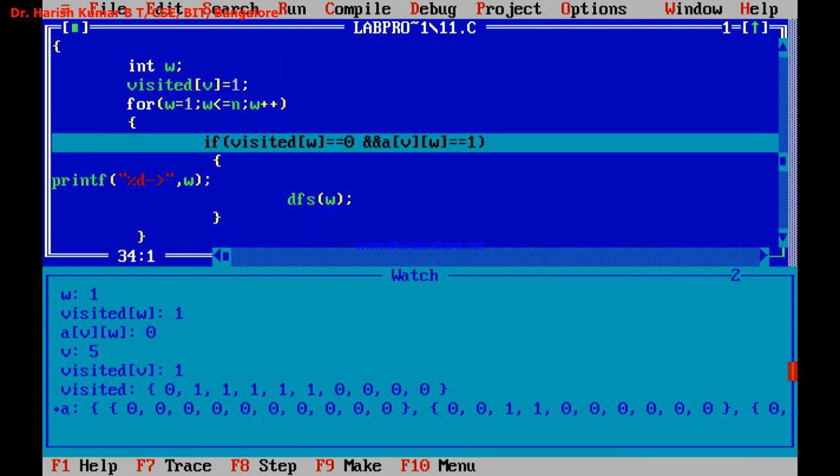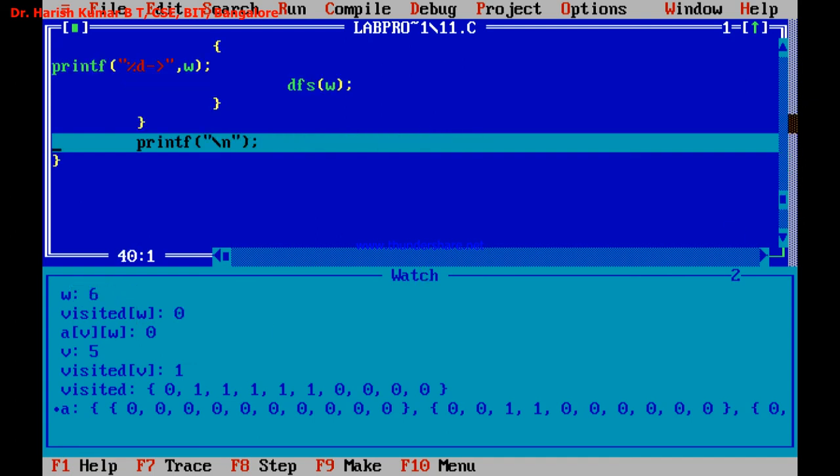Again we get into this, and here we are checking whether I visited the first node. The first node is visited already, so now it should skip. What about the second node, W? 2 is also visited. What about 3? Also visited. What about 4? Also visited. What about 5? Also visited.